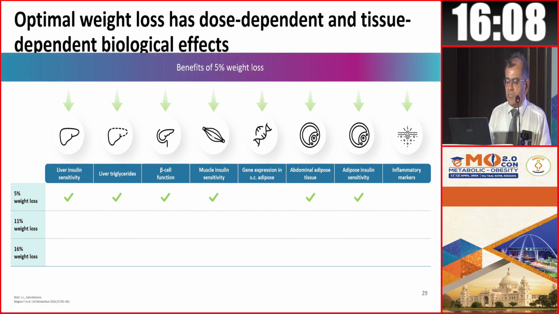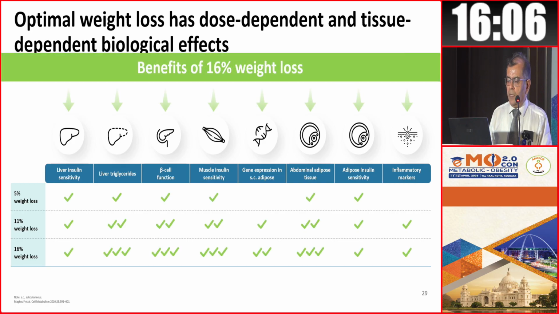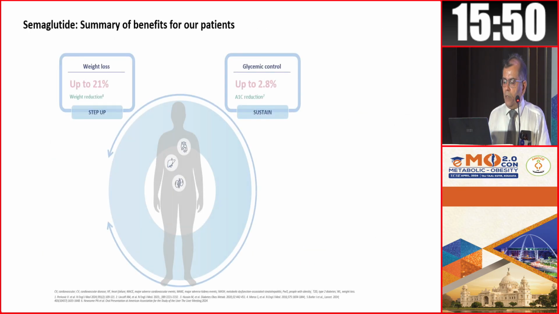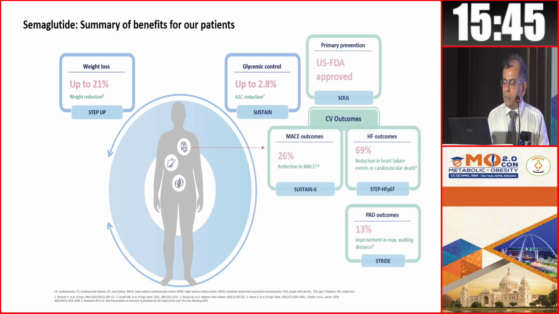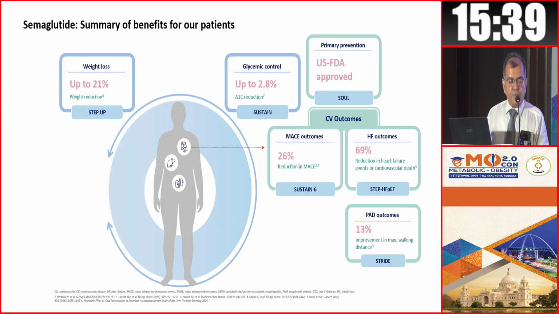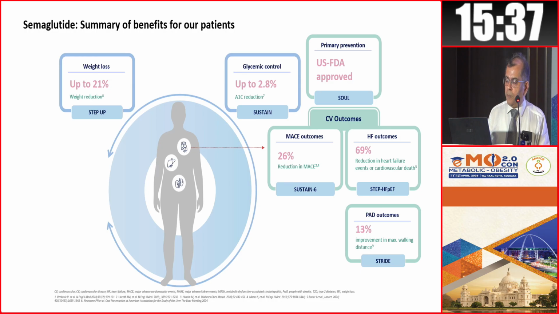So this is something which we have talked about earlier. Optimal weight loss has dose-dependent and tissue-dependent biological effects. So what we can see is that if the dose becomes higher, then we can find, in addition to the weight loss, effects in the other systems of the body. So what are the other benefits that we talk about when somebody is on this class of molecules? We have seen up in the STEP programs up to 21% weight loss. The HbA1c drop up to 2.8%.